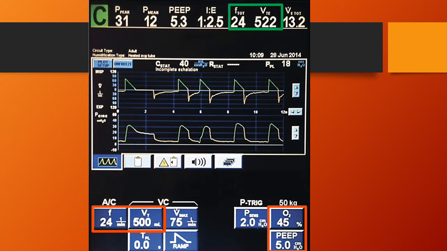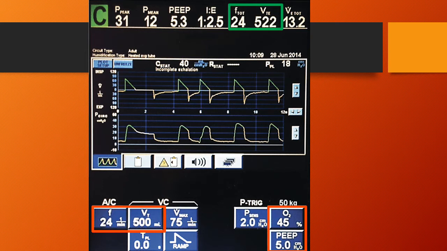Then over here on the right in the red boxes, you can see the oxygen I set. This client's on 45% FiO2. They're on 5 of PEEP. So that's what I want them to do. But here at the top of the ventilator, see it says F total. That's the total number of breaths.